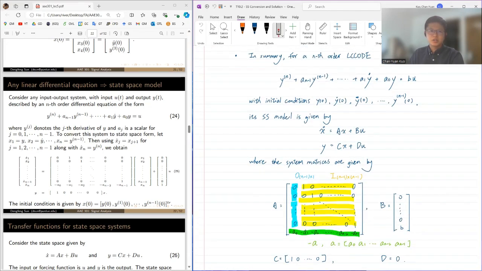In summary, to obtain a state space model for a linear time invariant system described by an LCC ODE, we just need to pay attention to the order and the coefficients of the ODE and fill the corresponding values into the templates for the system matrices A, B, C, D.